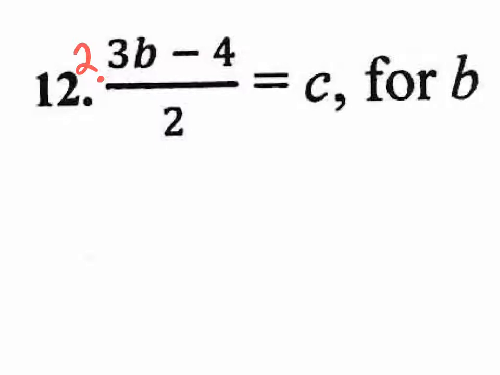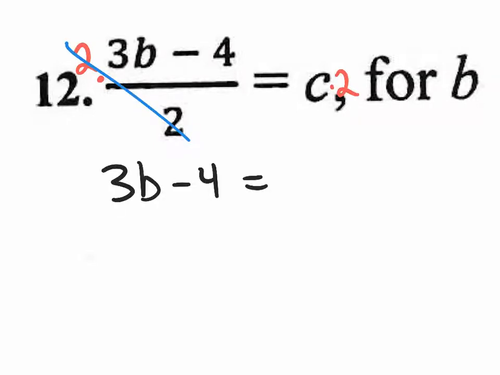And of course, what I do to one side, I do to the other side, multiply the C also by 2. So those 2's cancel. And I have a 3B minus 4 left over. And I have a C times 2, which is 2C. And now you get rid of that minus 4 by going plus 4. And what you do to one side, you do to the other side, plus 4.